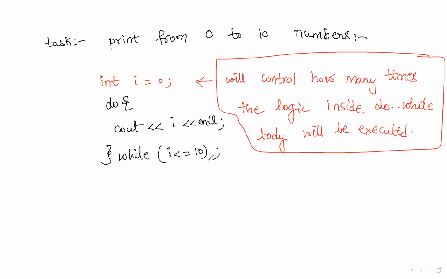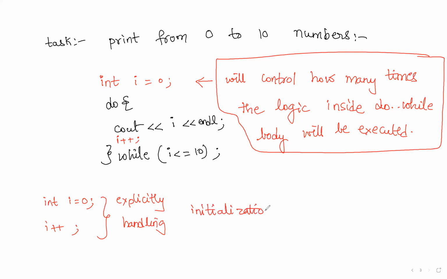So far we are good, but the only thing that's missing is the update statement. So right after printing the I value, I'm also adding an update statement. So whatever is red in color: int I is 0, and then I++. We are explicitly handling the initialization and update statements.